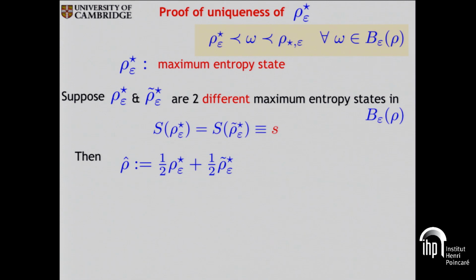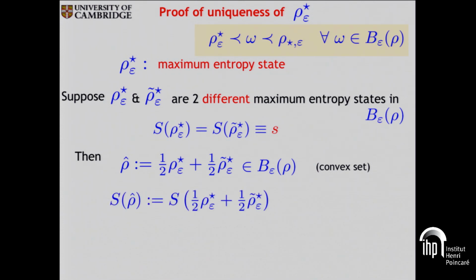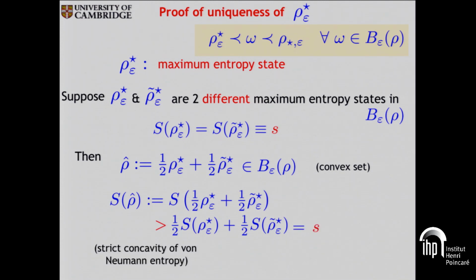Then, if you take a convex combination of them, by the convexity of this set, they will also belong to this ball. And as a result, the von Neumann entropy of this state is just this, which is greater than this. Why? Because of the strict concavity of the von Neumann entropy. And this is, of course, a contradiction, because we said S was the maximum entropy in that ball. Okay? And therefore, we infer that the rho upper star epsilon is indeed a unique maximizer of the von Neumann entropy.